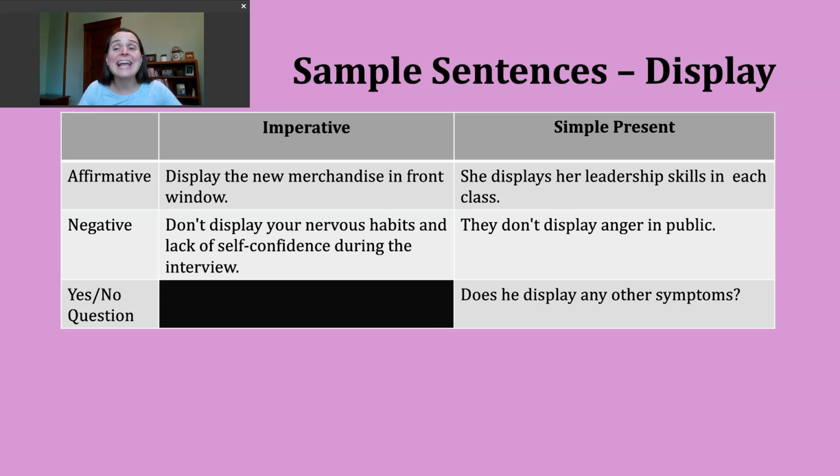Now, if you want to make a negative simple present sentence, again, we must pay attention to our subject. If our subject is I, you, we, or they, you're going to use do, not, and then the base verb. But if the subject is he, she, or it, you'll use does not, and then the base verb. Notice I'm not adding an S to the end of my verb here in the negative. Okay? An example of this might be, they don't display anger in public.